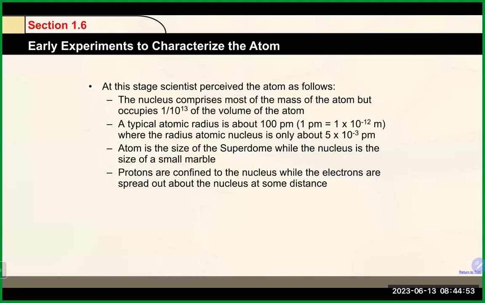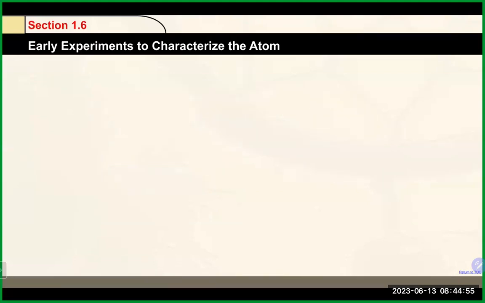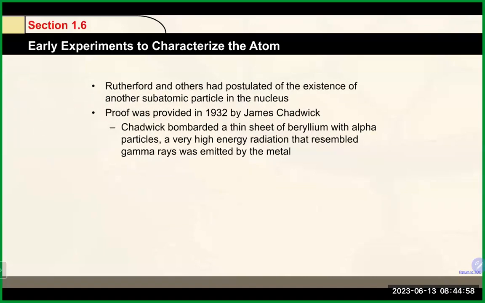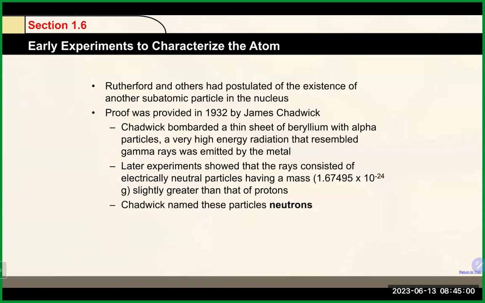Protons are confined to the nucleus. Again, those electrons are traveling about at some distance. As I mentioned before, there was always a thought that in addition to protons, there was some other sort of particle found in the nucleus. It wasn't until about 1932 that Chadwick, who did a lot of work with radioactive particles, found that a lot of particles emitted these things that resembled gamma rays, neutral particles with no charge coming off. He basically called those neutrons.